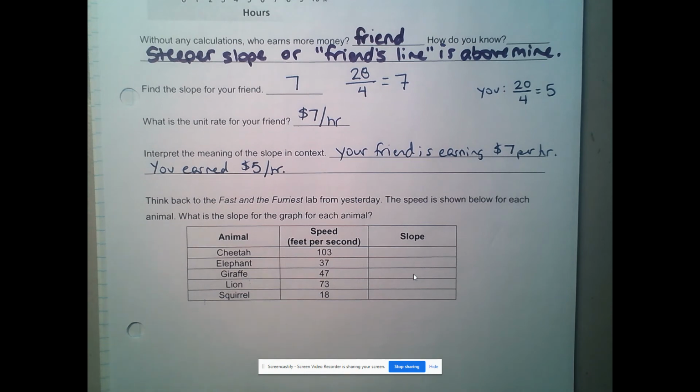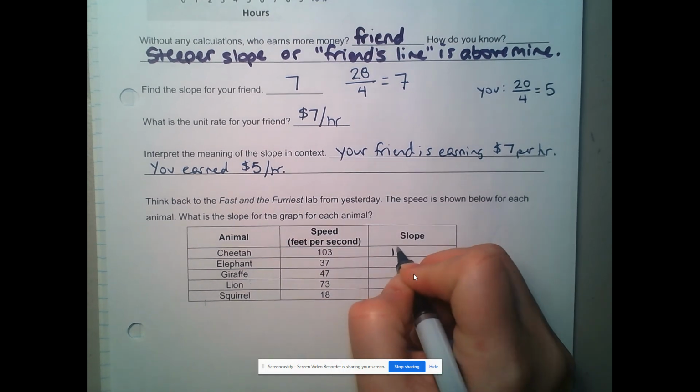The speed is shown below for each animal. What is the slope for the graph for each animal? So the cheetah is going 103 feet per second. That's the unit rate for the cheetah. So the unit rate, 103 feet per second, is also the slope. So the slope for the cheetah is also 103.